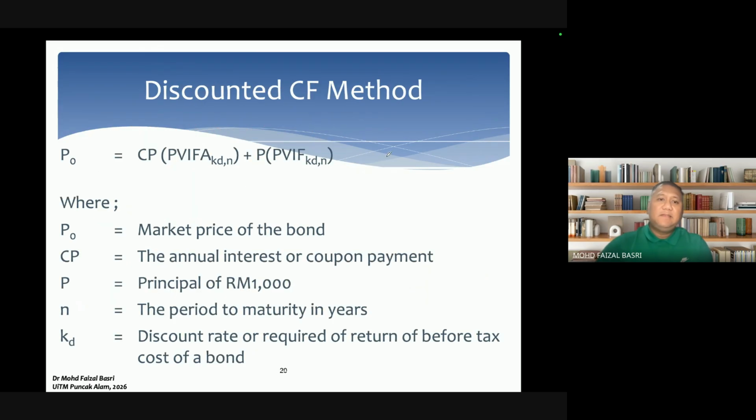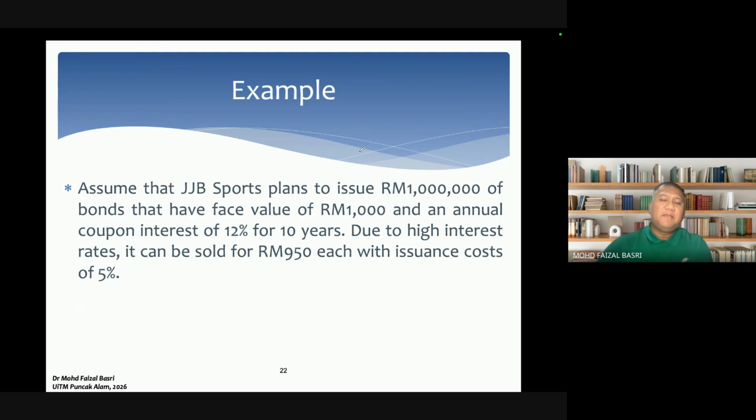Right, so the discounted method ni kita ignore je. Okay, tapi kita fokus ataupun kita take this as an example. Okay, assuming JJB Spot plans to issue 1 million ringgit. So ni amount yang dia nak raise, 1 million. Okay, and the face value is 1,000 ringgit. So this is our par value, 1,000. Okay, and the annual coupon 12%. So coupon rate dia 12%. So the coupon payment would be 12% times dengan 1,000. So it's 120 ringgit. Okay, the coupon payment is 120 ringgit.